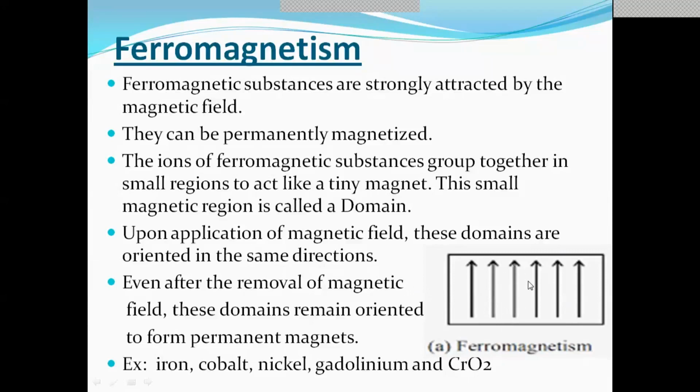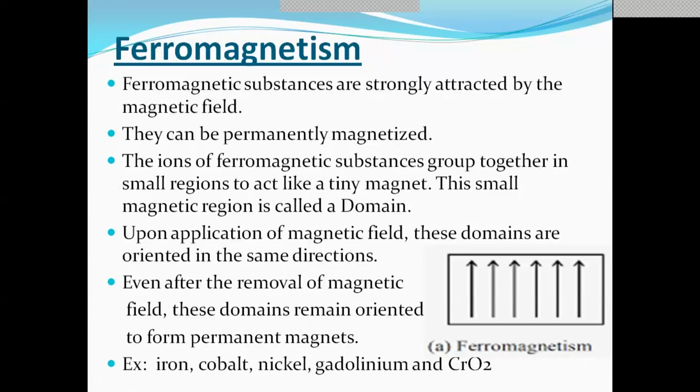All upward arrow marks are seen. So this is the kind of arrangement that is seen in ferromagnetic substances after applying an external magnetic field. Because of the large number of unpaired electrons present in them, even after removing the external magnetic field, the substance retains its magnetic property. Such types of substances are called ferromagnetic substances. Examples are iron, cobalt, nickel, gadolinium, chromium oxide, etc., that can be quoted for this kind of substances.